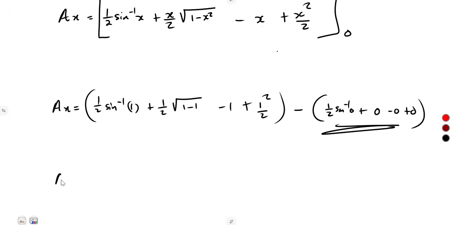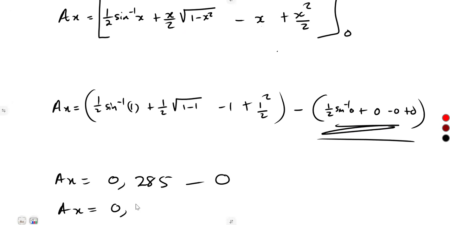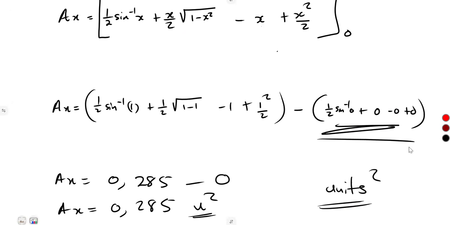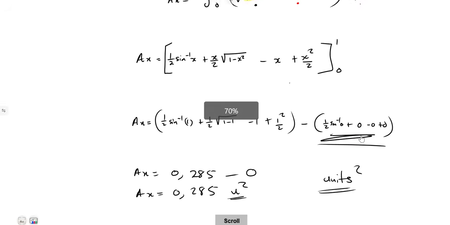So simplify this part on your calculator. Like I said, you must change your calculator to radians. So you're going to obtain 0.285 minus this whole part, which is going to give you a 0. So that's our area with respect to x, in square units, or units squared. You have the area. So you see these integrals, guys, revise every part of your integration.